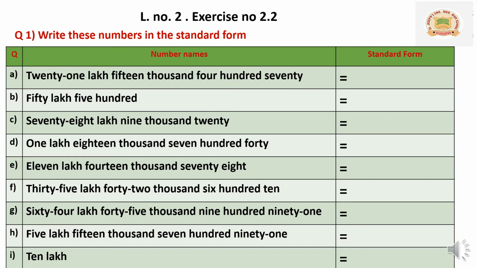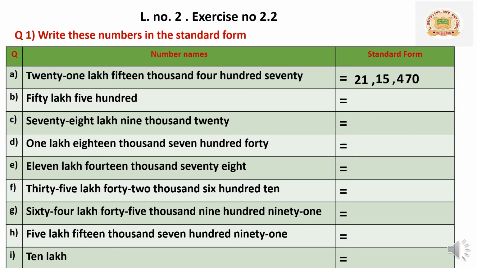21 lakh 15,470. This is the given question. Let us write in the standard form. 21 lakh 15,470. This is the method to write the answer.